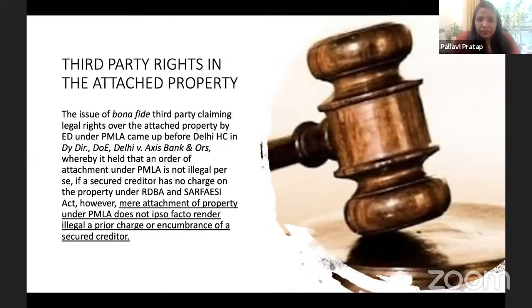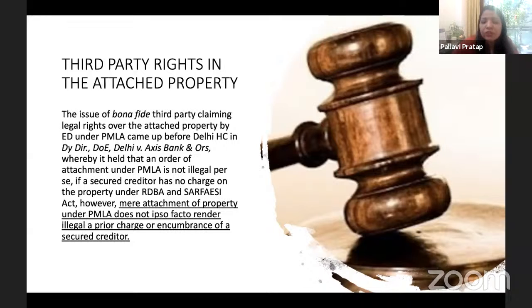Now, coming to third party rights in the attached property, this is one of the biggest concerns, and I think 60-70% of the litigation that we see happens as far as third party rights are concerned. You would see that in any attachment, mostly there is some kind of third party right. So the issue of a bona fide third party claiming legal rights over the property attached by ED under PMLA came up before the Delhi High Court in Deputy Director, Directorate of Enforcement, Delhi versus Axis Bank and others, whereby it held that an order of attachment under PMLA is not illegal per se.